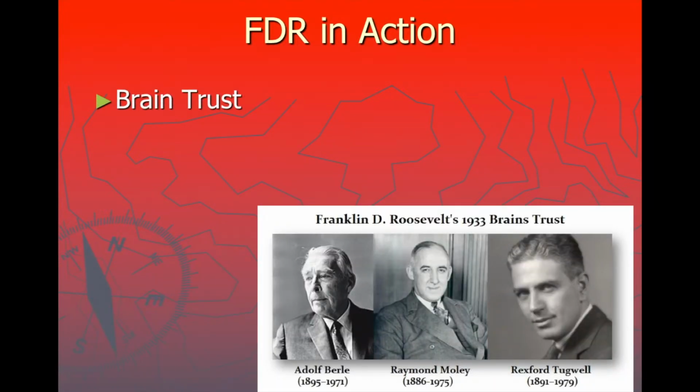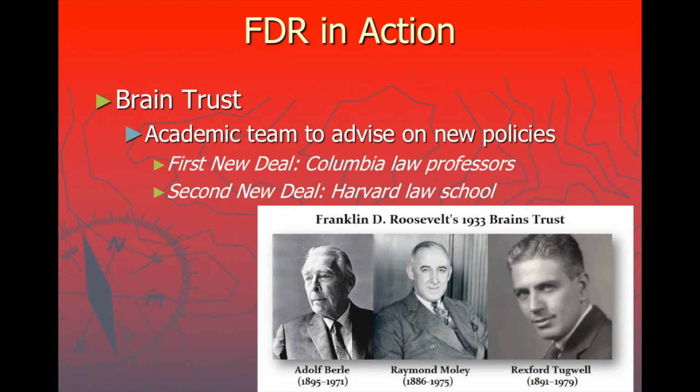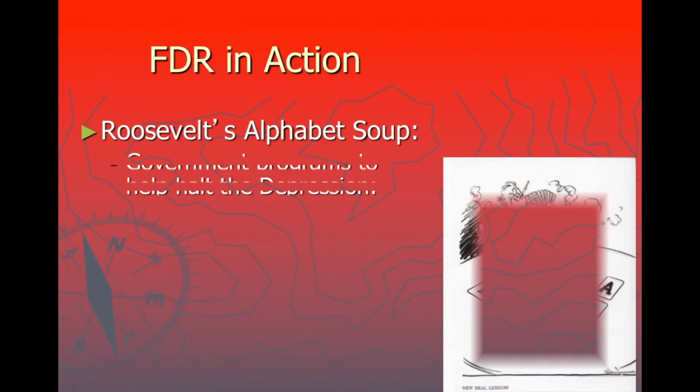FDR is also going to create something called the Brain Trust. He's going to get the best and the brightest minds of the time to advise him on new policies. So he's not just going to be making political decisions, he's going to be making decisions that are really intelligent and the best decisions out there.